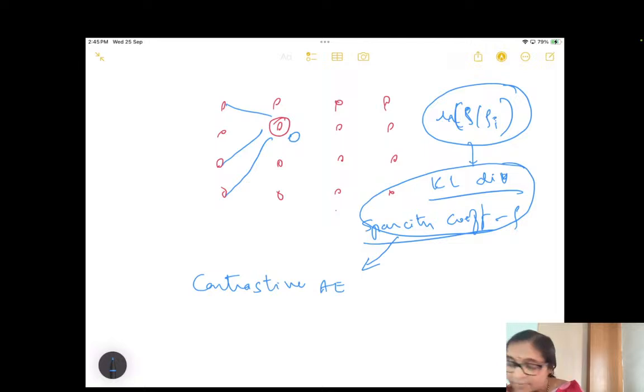The main difference between a contrastive autoencoder and a sparse autoencoder is that a sparse autoencoder imposes a sparsity constraint on the hidden layer, and the contrastive autoencoder focuses on minimizing the contrastive loss that distinguishes between positive and negative samples.